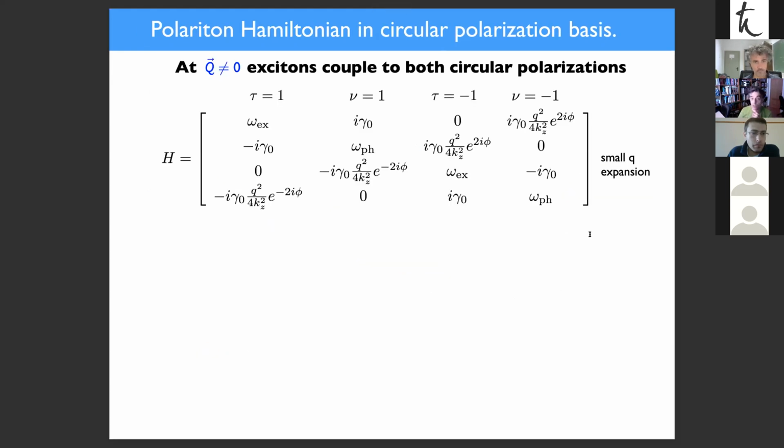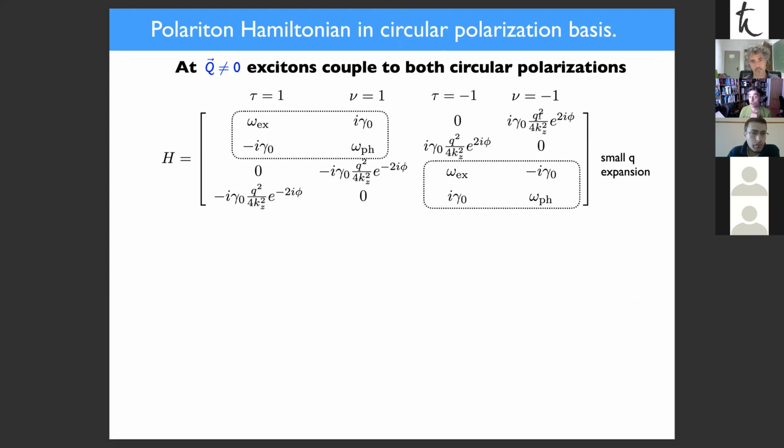So finally, we can create the Hamiltonian in the basis of the two excitons, one in each valley, and the two polarizations. So it's a 4x4 Hamiltonian, and it has this form. This is what we would have if the wave vector were normal. So you would couple only to one valley and one polarization, or the other valley and the other polarization.